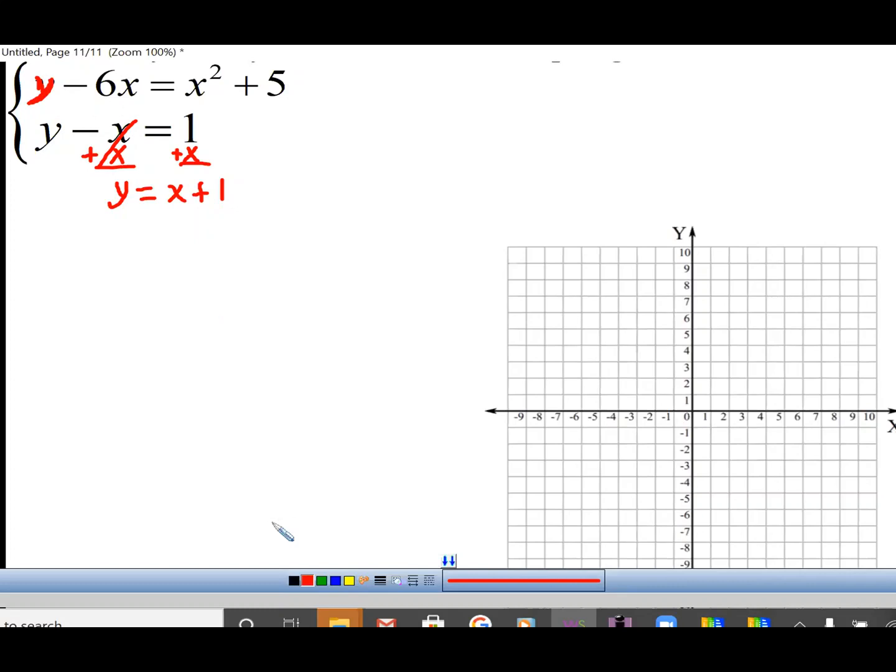x plus 1. So I'm going to bring this equation down here, and I'm going to write, check this out, x plus 1, which was what? y, and then minus 6x equals x squared plus 5. Copy that.